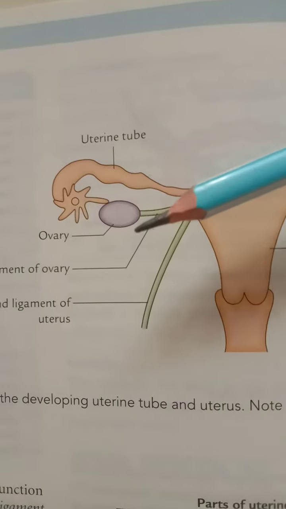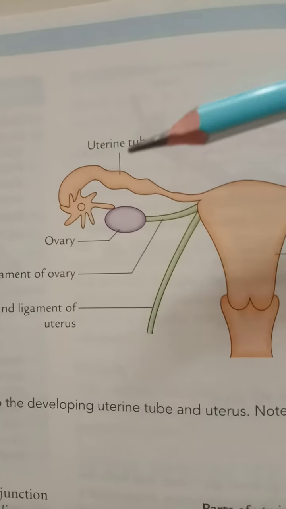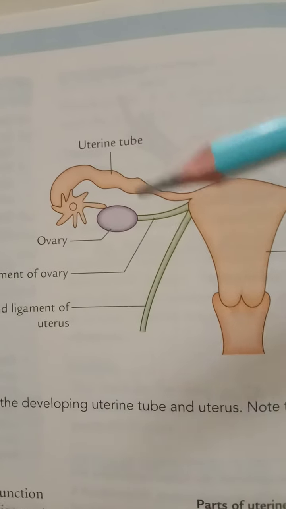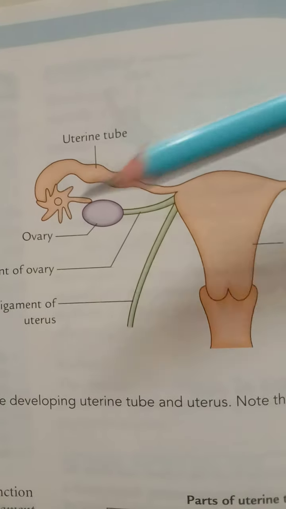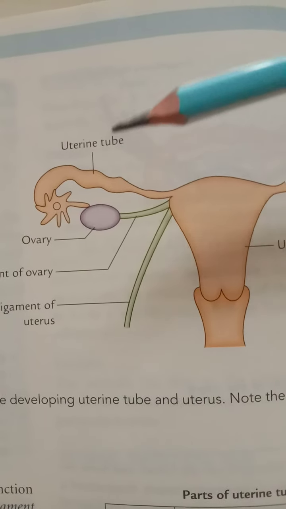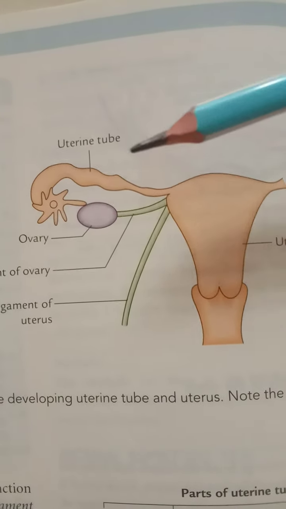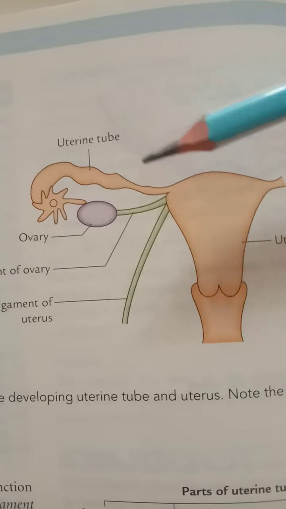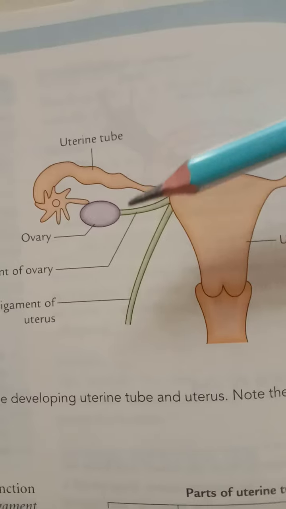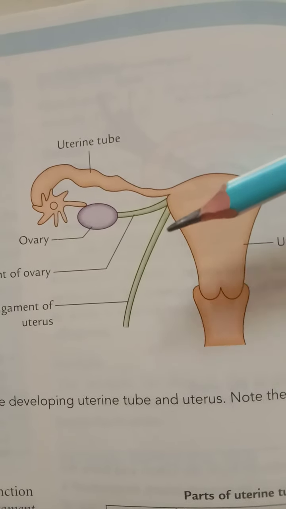Then the muscular coat is made up of smooth muscle arranged into an inner circular layer and an outer longitudinal layer. The innermost layer, the mucous coat, consists of the lining epithelium and the underlying lamina propria. The mucous membrane plays an important role.